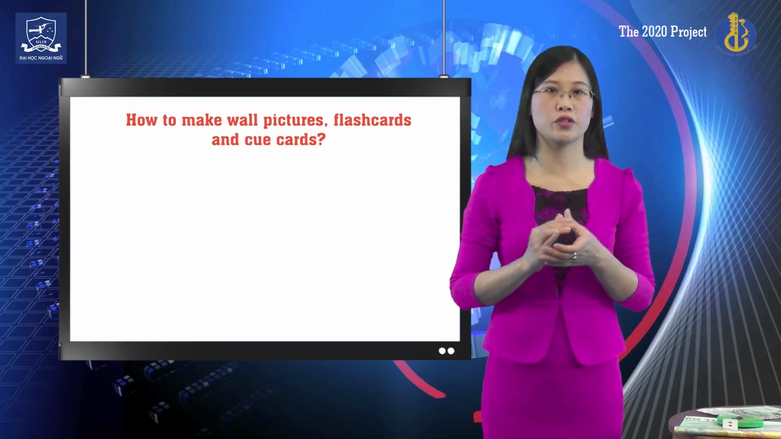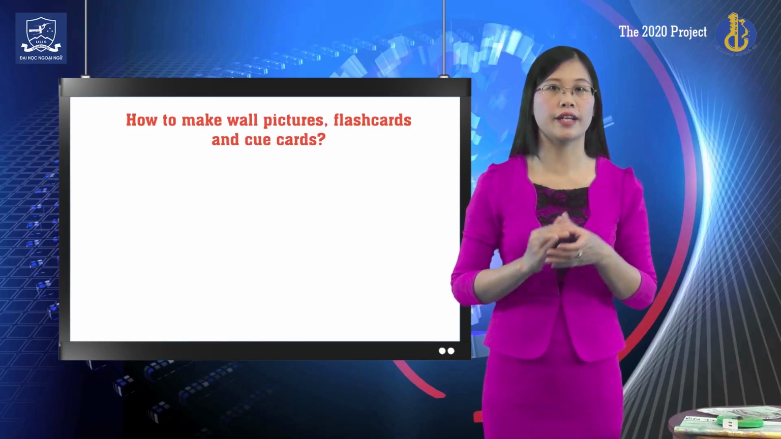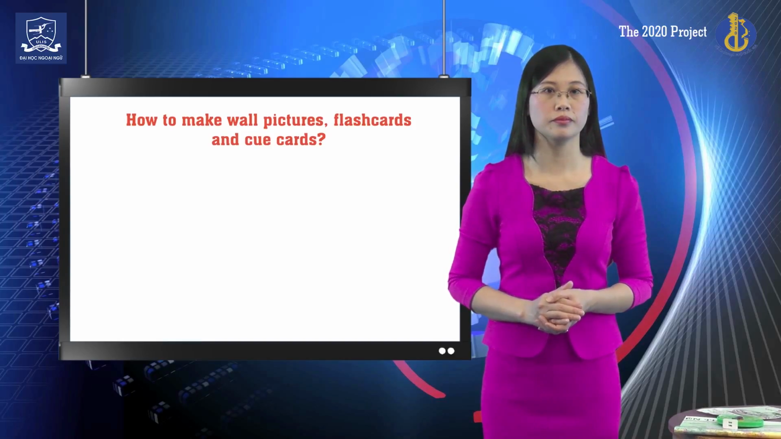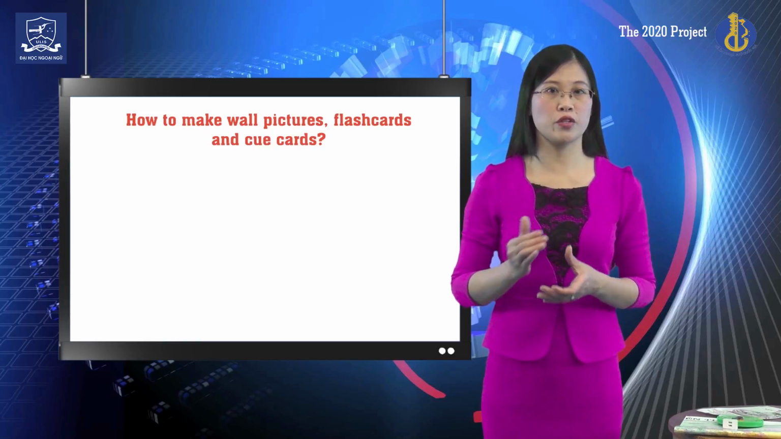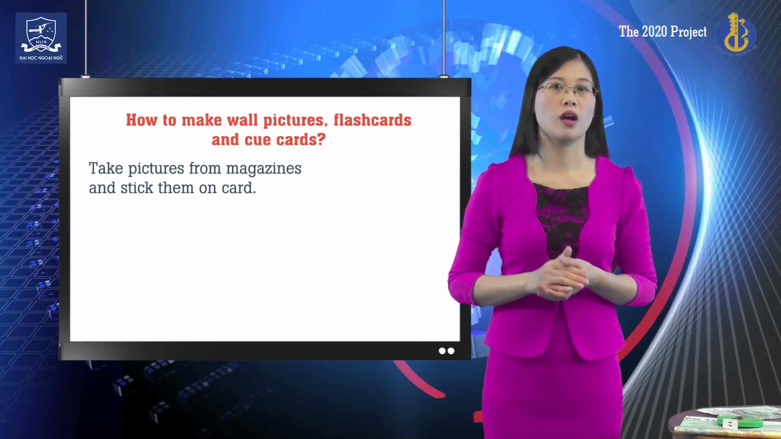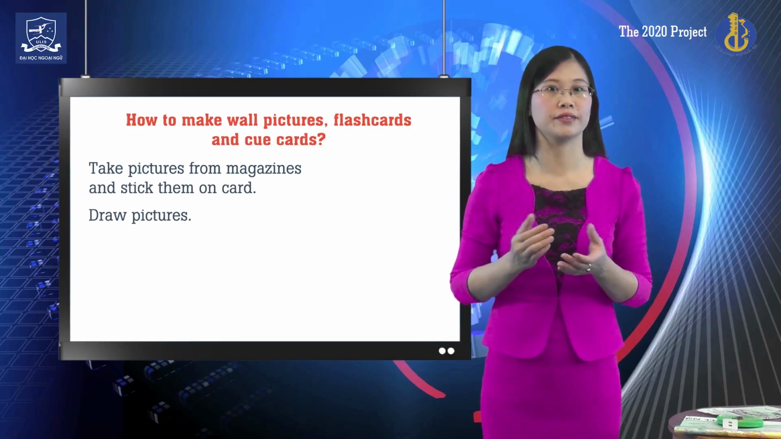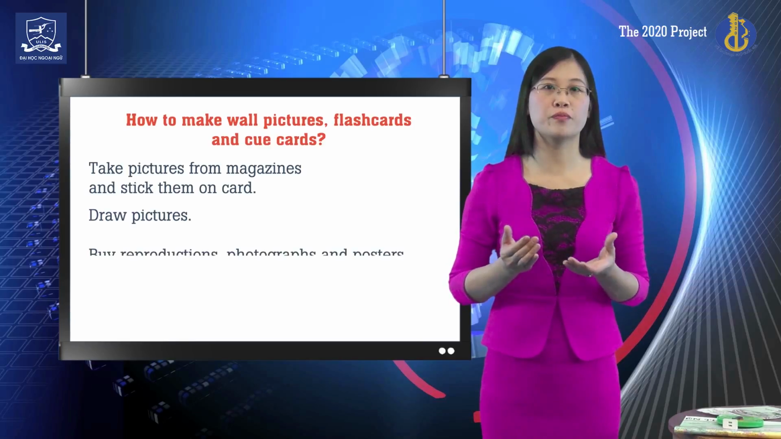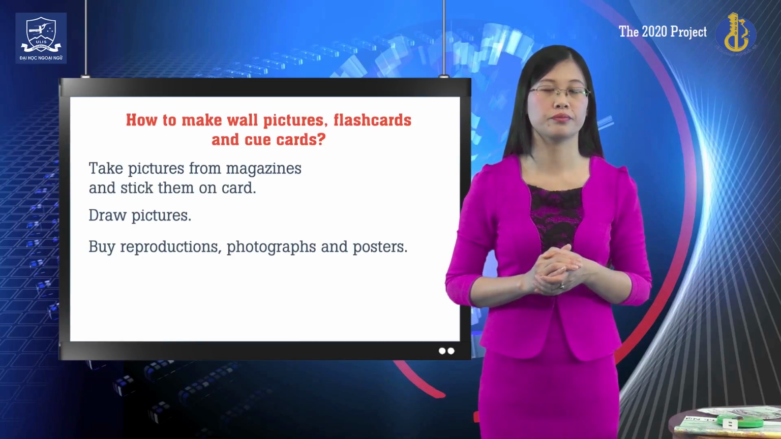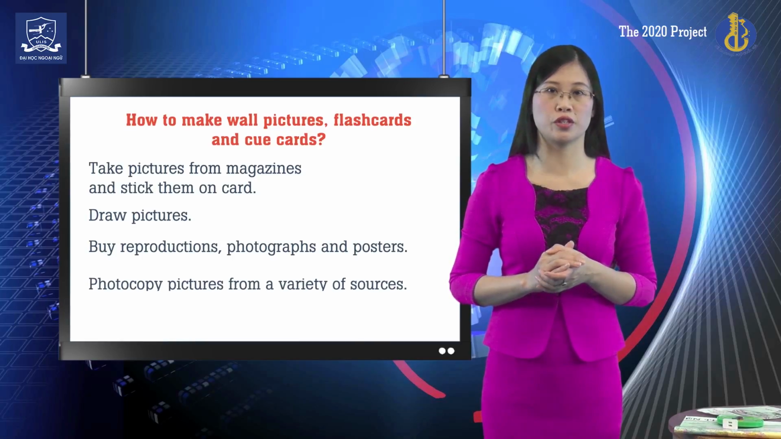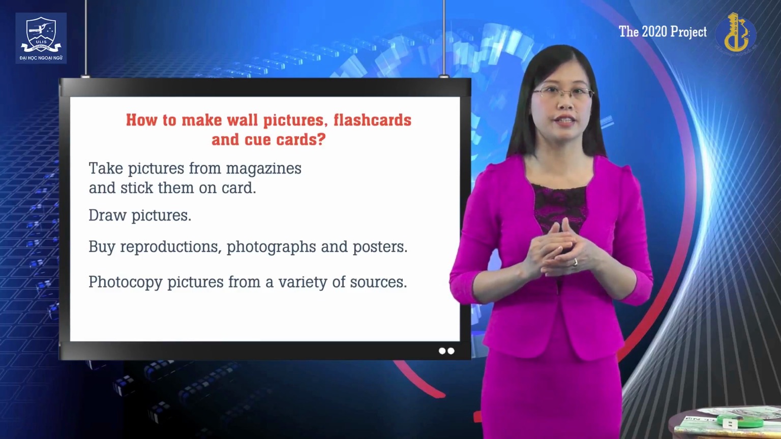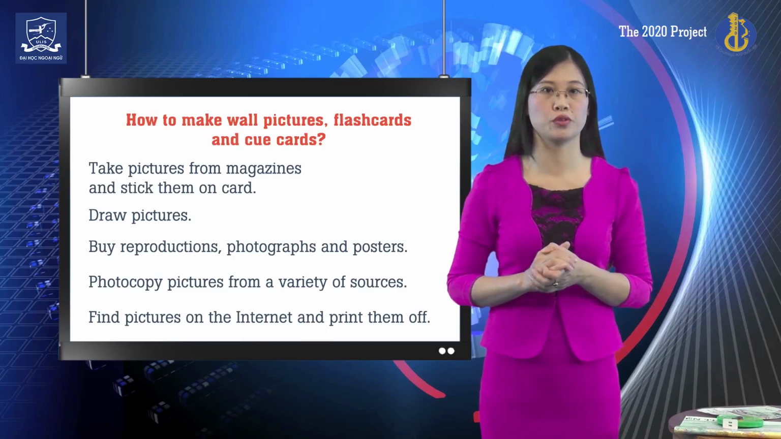You can make wall pictures, flashcards, and cue cards in a number of ways as follows. Take pictures from magazines and stick them on cards. Draw pictures if you can. Buy reproductions, photographs, and posters from shops. Photocopy pictures from a variety of sources, or find pictures on the internet and print them off for use.